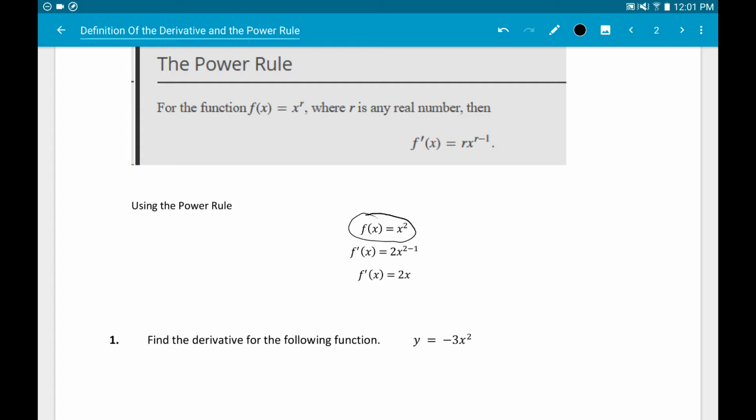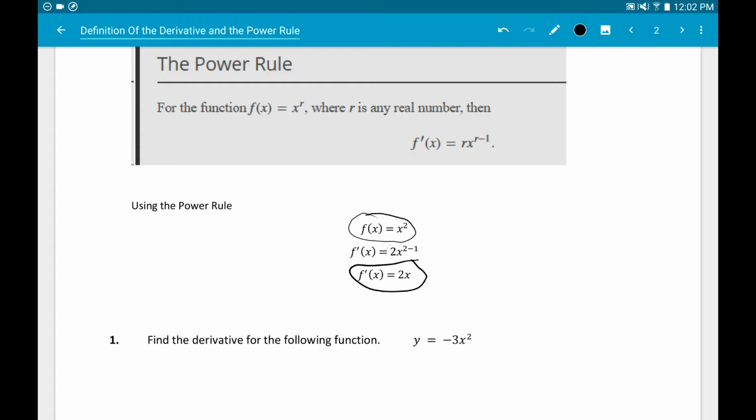If r is the exponent, we moved r out front, so 2 went out front. Then we rewrote x, and then we subtracted 1 from the exponent, so we have 2 minus 1 there. Well, 2 minus 1 is 1. We normally don't write exponents of 1. So we're basically able to immediately go to the derivative, 2x. This is a lot quicker than using that limit definition.